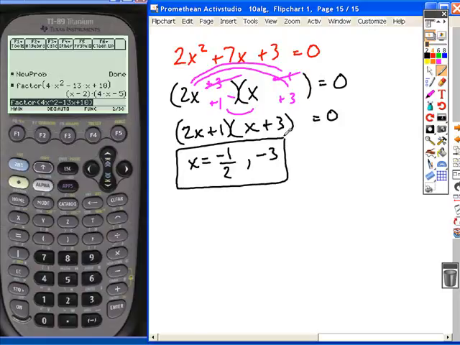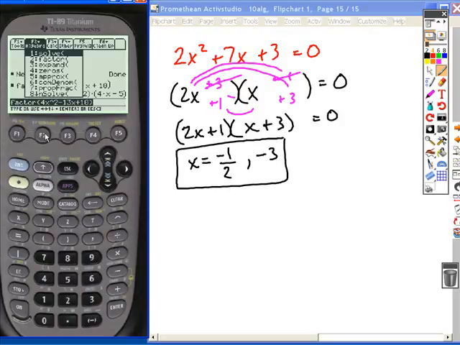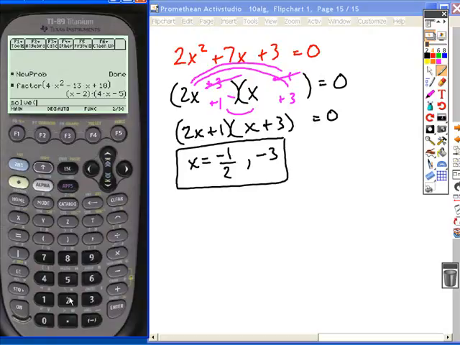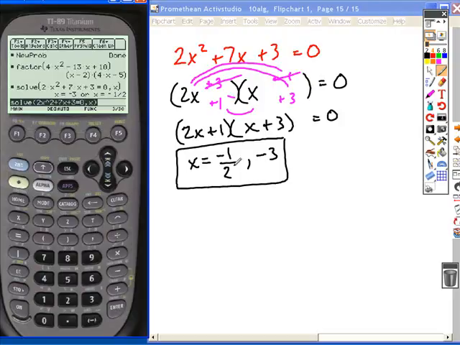Once again, I expect you guys to be efficient. The most efficient way may be to use your solve key, so the algebra tab F2, solve, enter your equation exactly as it appears, including the equals 0, identify what you want to solve for, comma x, and when you hit enter, you get your answer negative 3 and negative 1/2 to confirm what we did by hand.